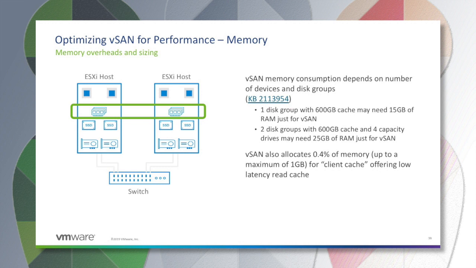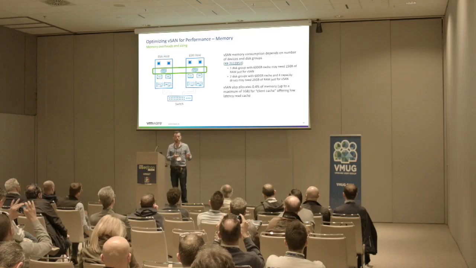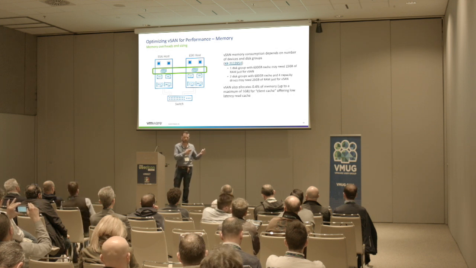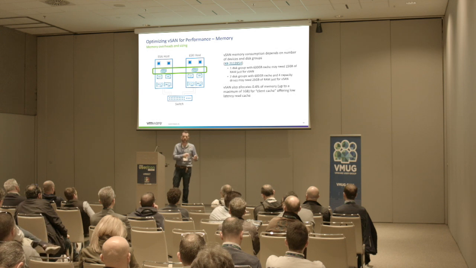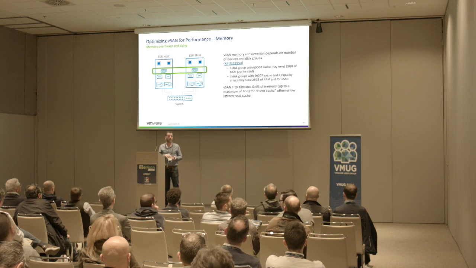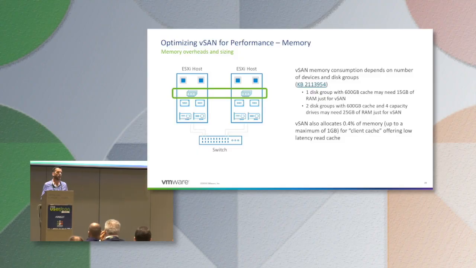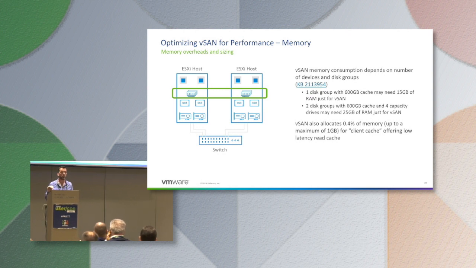Okay? So vSAN also allocates 0.4 of its system memory for client-side cache. So this is basically for very low latency applications. You want client-side cache set aside, and we'll limit that to 1 gig per vSAN node. Okay, so when you do your design and sizing for VDI or server workloads or whatever the case may be, take into account the overheads of the vSAN storage subsystem, especially when it comes around to how many disk groups you're going to configure in your environment.